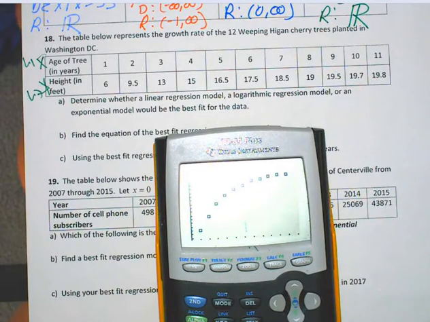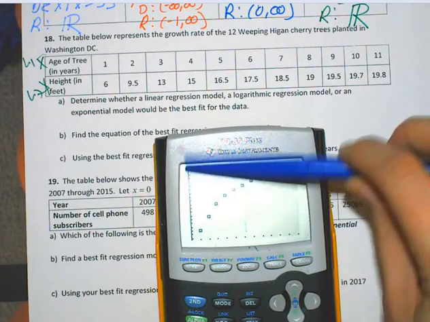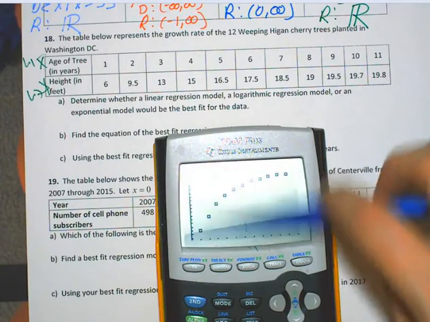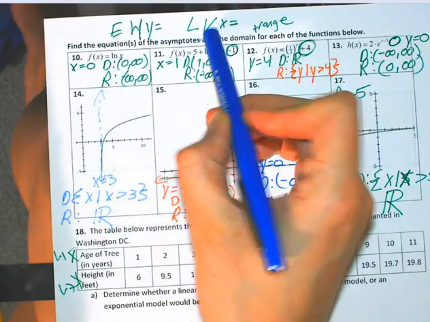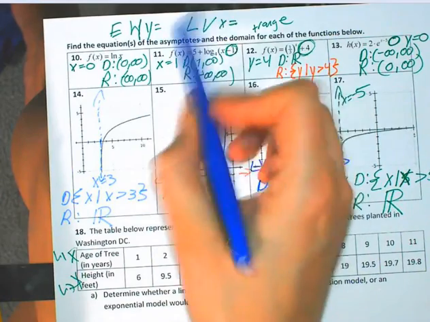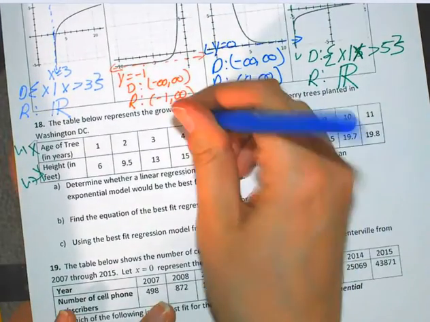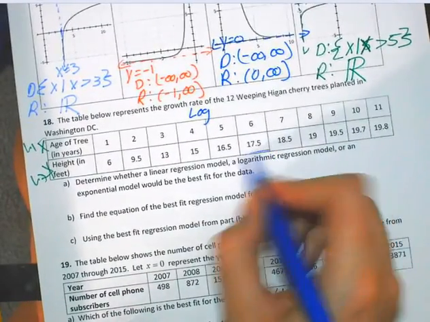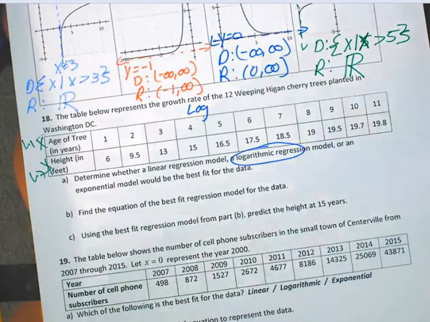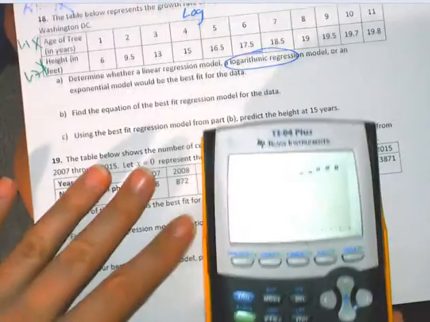Okay, so if I look at this, it looks like there is a vertical asymptote. And remember what we talked about before: if it looks like there's a vertical asymptote, the best fit model is going to be logarithmic. Okay, so that's the first determination you need to make. And the only way to do that is to look at the data.